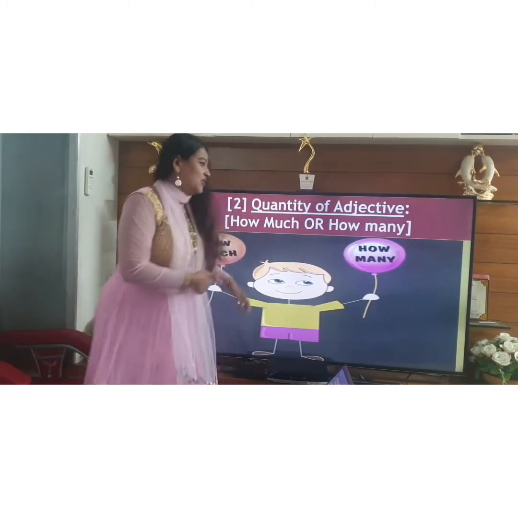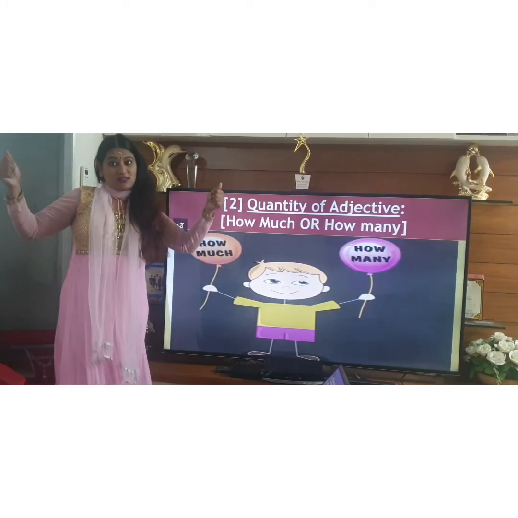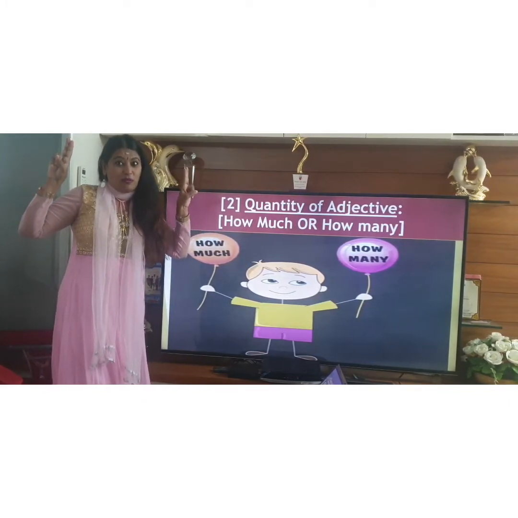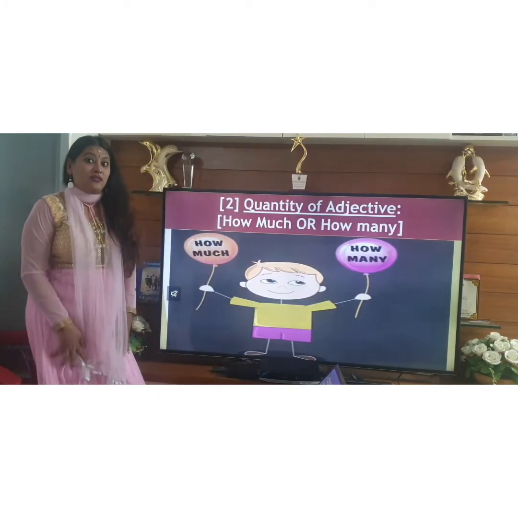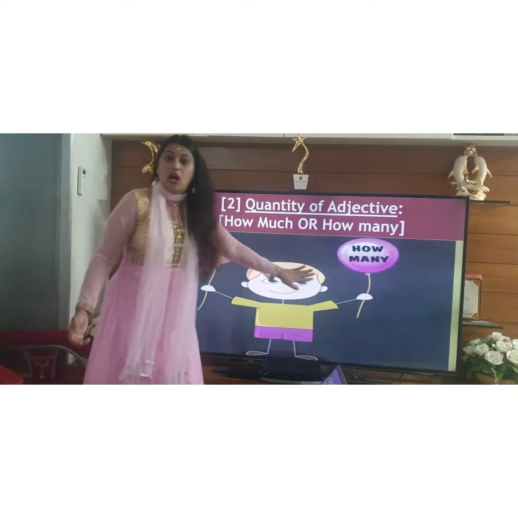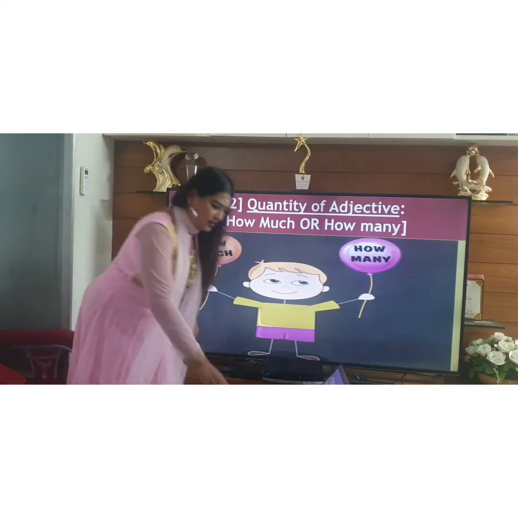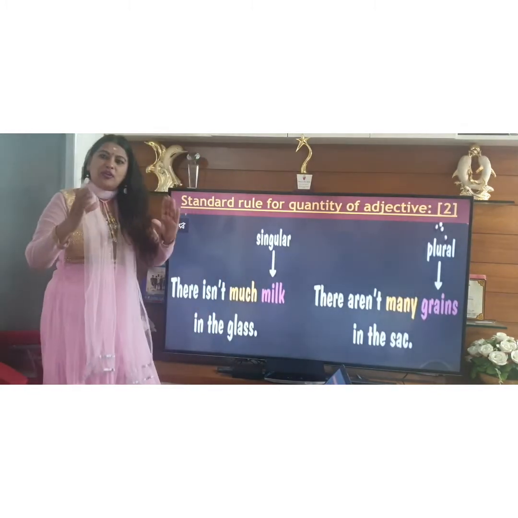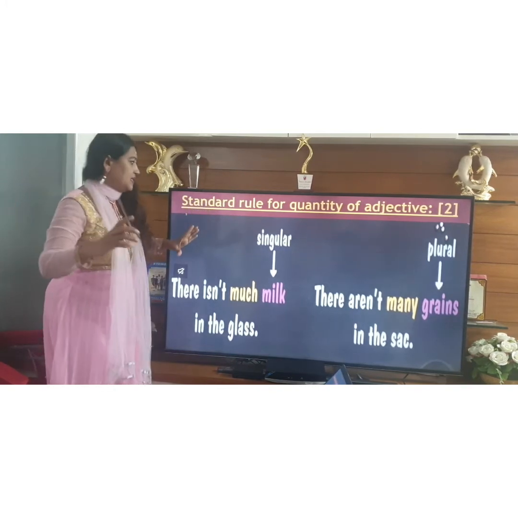Sorted? Now the second one is quantity. You remember the two balloons? What are the two questions that you have to remember? How much and how many. The quantity adjective gives you information about how much and how many. The quantity of it, the amount of a particular thing that the sentence talks about.